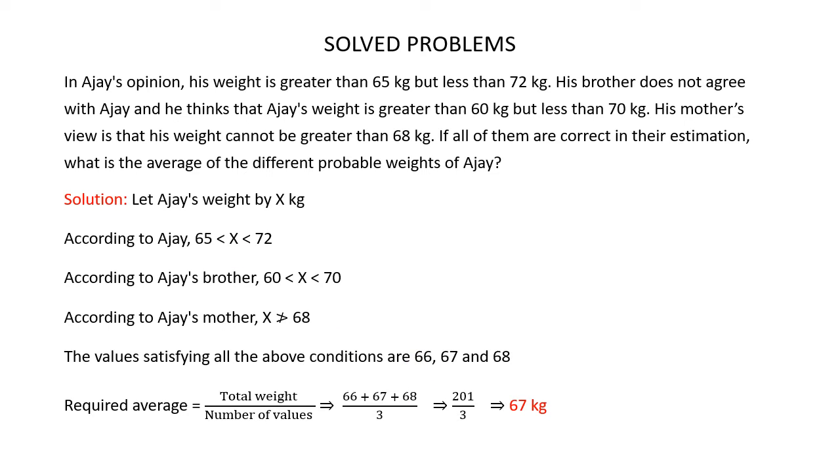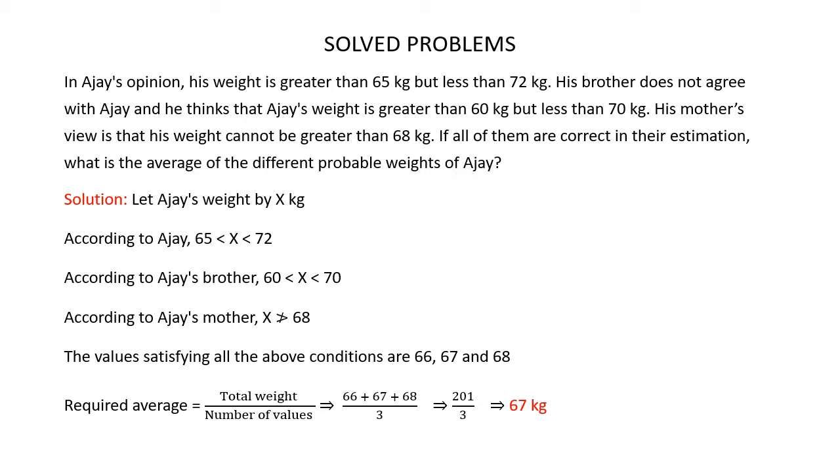Also, you cannot consider 69 or 70, etc. because according to Ajay's mother, Ajay's weight is not more than 68. So the values satisfying all the above conditions are only these three: 66, 67 and 68. Now we are asked to find the average of the different probable weights of Ajay.